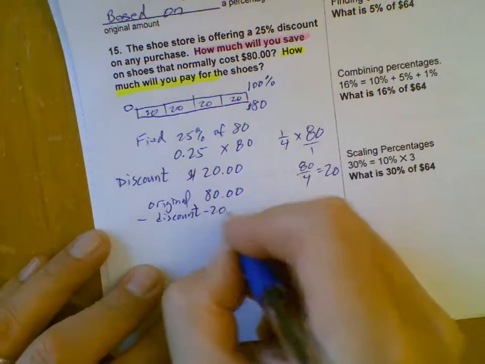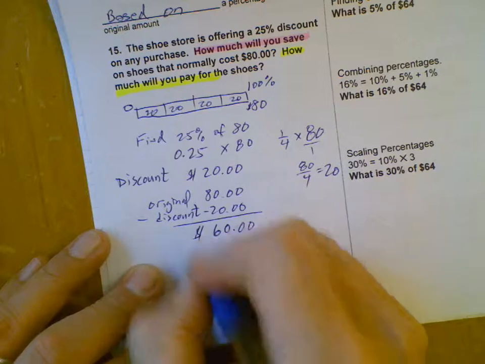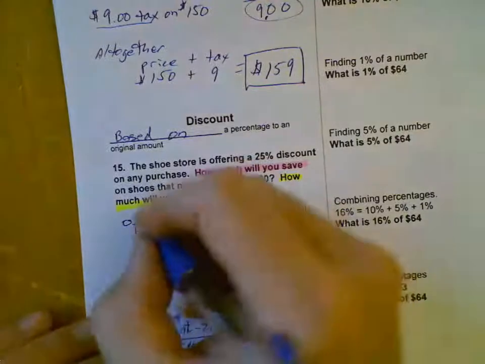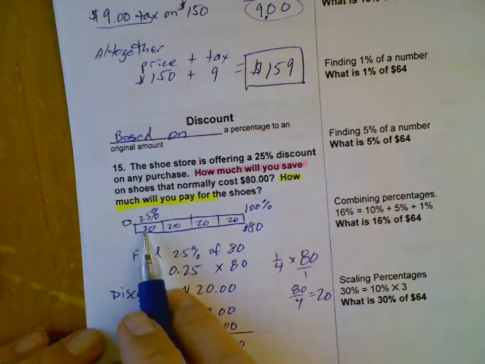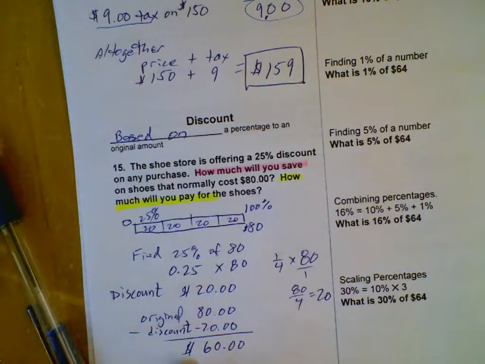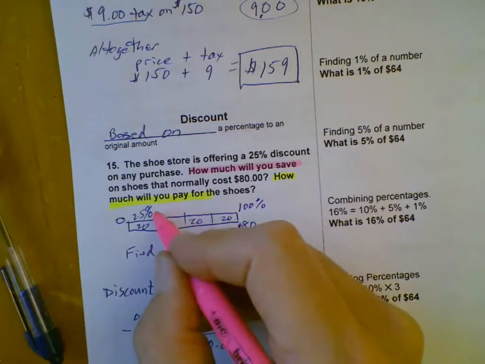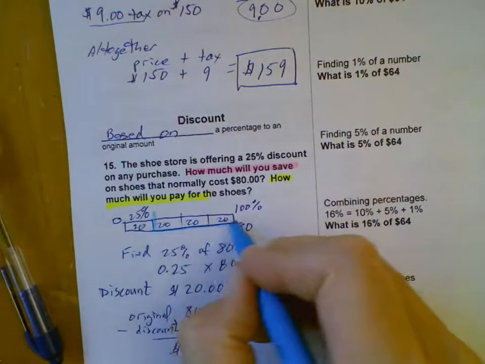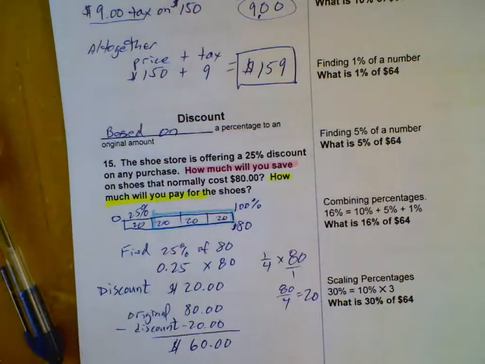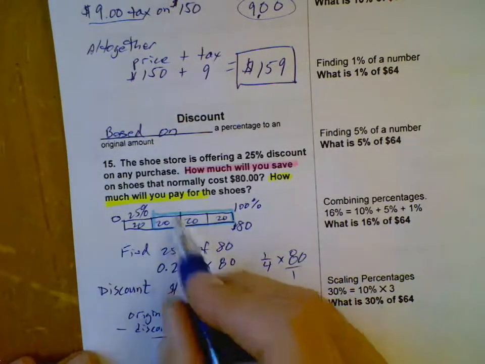So minus 20, $60. That's my sale price. But hey, if I notice something, consider this. If I get, see, this is 25%, right? If that's 25%, that's my discount, right? Well, what does that make this? Let me do a different color. What is this? Well, isn't this how much I pay of the original? Yeah, 20, 40, 60. As a percentage, what is it?